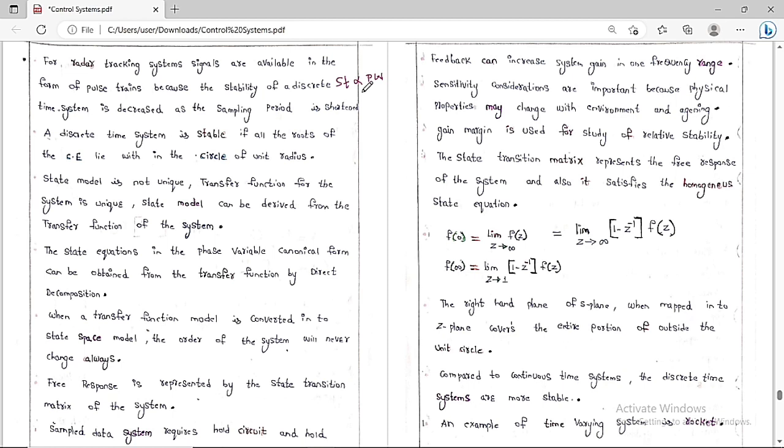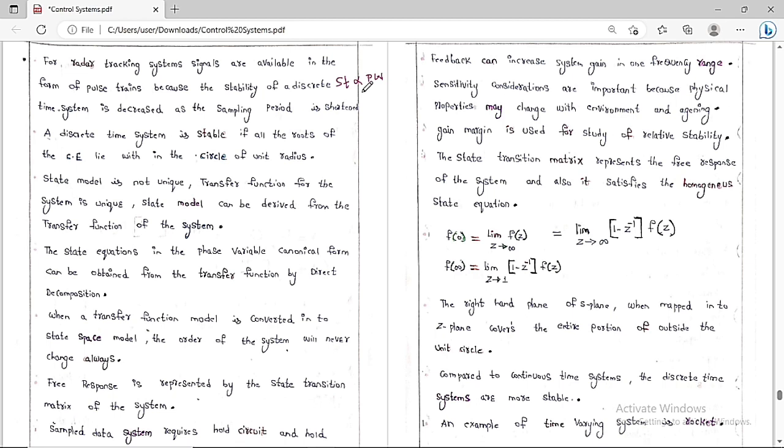So I already told you how we are going to map the S plane and Z plane. All the points of the LHS on the S plane are going to map inside the unit circle, whereas all the points on the imaginary axis of the S plane are mapped on the unit circle of the Z plane, whereas all the points on the RHS of the S plane are mapped outside the unit circle in the Z plane. So this point I have already told you. Therefore we can say for this system to be stable, all the roots of the characteristic equation must lie within the unit circle itself.